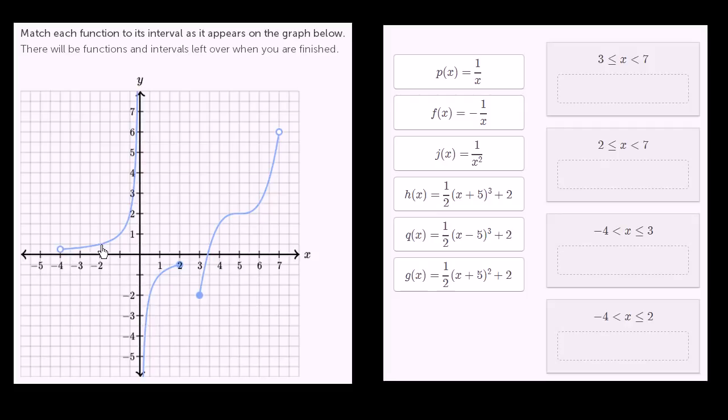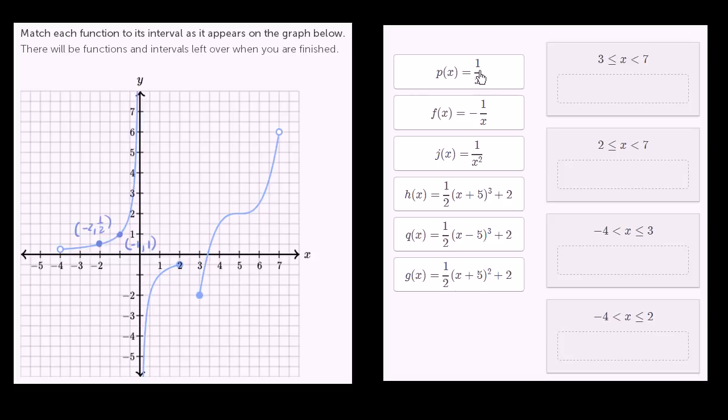So to do that, let's just find some nice, well-defined points here. So it looks like we have the point -2 comma, looks like 1/2. We have the point here, which is -1 comma 1. And those look like two good ones. So let's see which of these seem to work, at least for those points. Maybe we can rule out some.